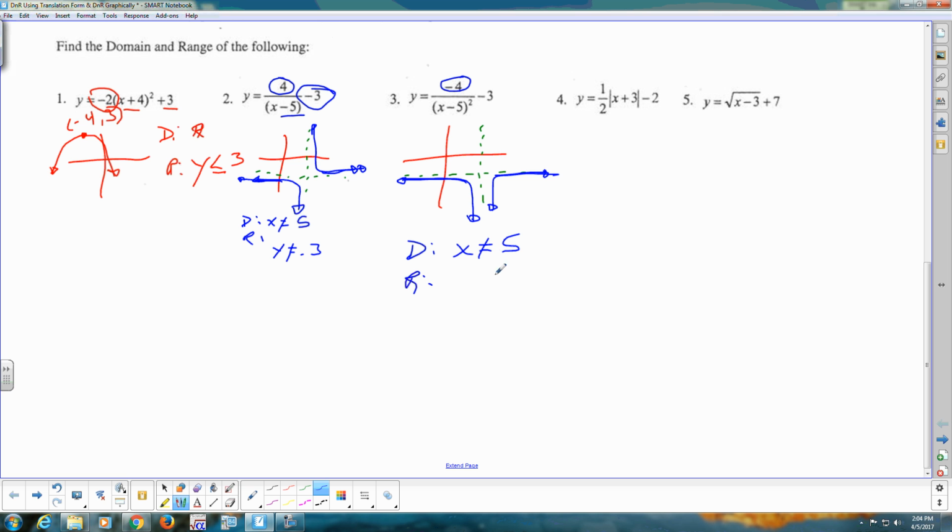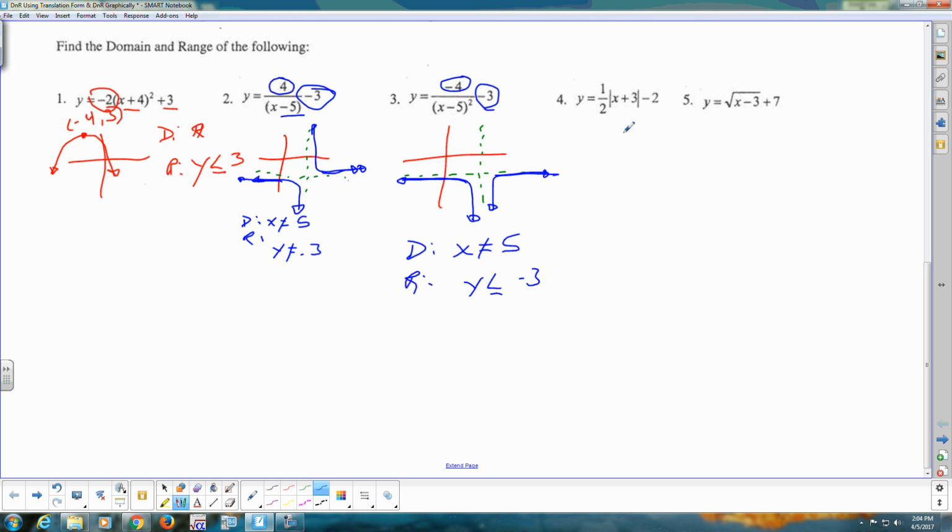Range. Can you go as high as you want? No. This asymptote is preventing it from going higher than or including -3. But it can go as low as it wants, so y is less than or equal to -3.